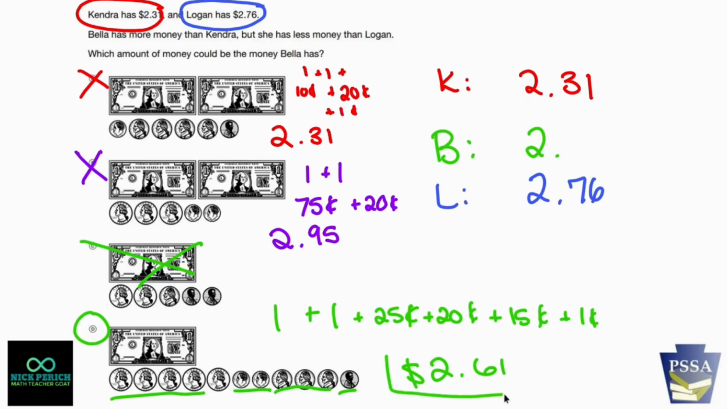That was a very tricky problem. But $2.61 does fit in between $2.31 and $2.76. Gross yuck.